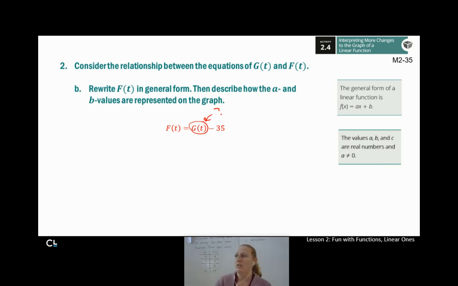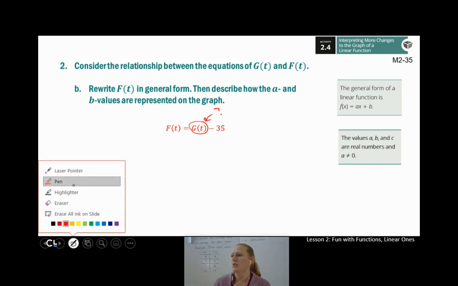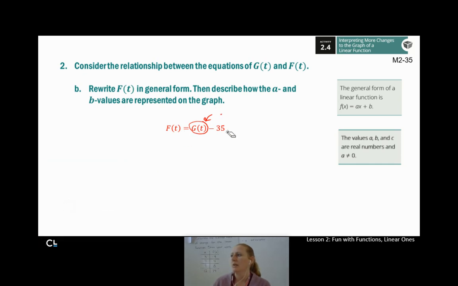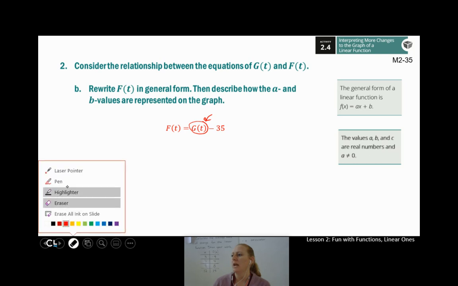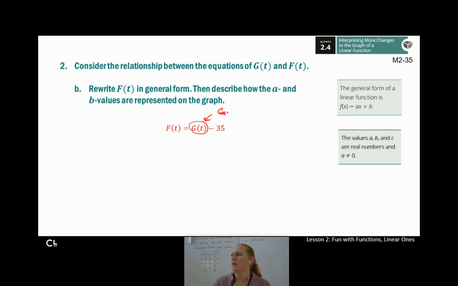Now I'm going to show you two things. First of all, we know what g of t is. Get rid of that question mark. We had it earlier, right? We said earlier that g of t was 15t minus 45, right? So I'm just going to plug that in.